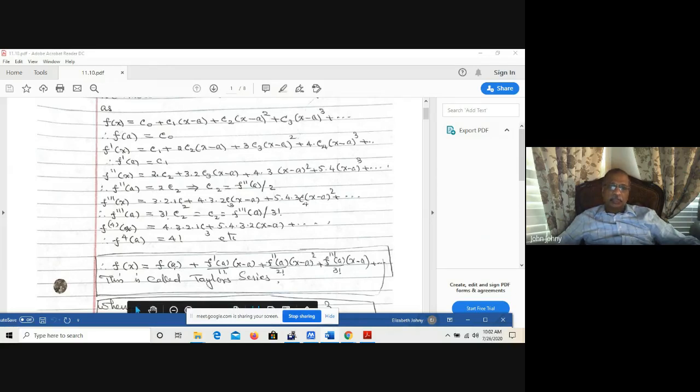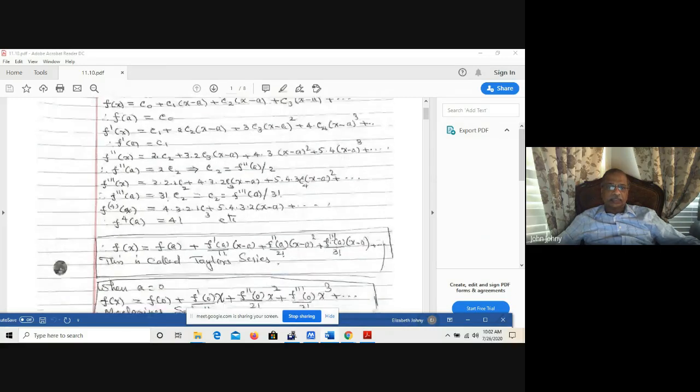f(x) is equal to f(a) plus f′(a) over 1 factorial times (x − a) plus f″(a) over 2 factorial times (x − a)² plus f‴(a) over 3 factorial times (x − a)³ plus etc. This is called the Taylor's series.